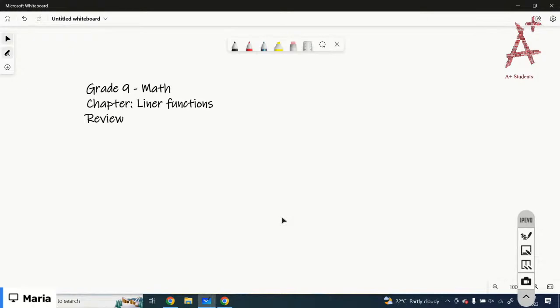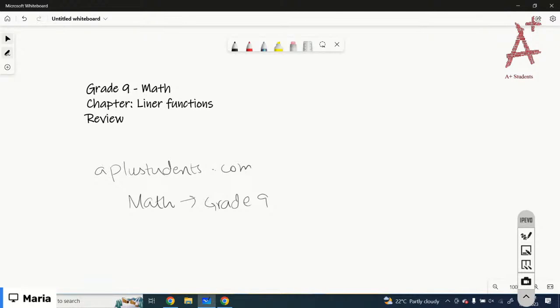So we're going to start with grade 9 maths. You can find all the lessons on aplusstudents.com. You have to log in there using your email address and password as provided by the administrator. Then you have to select math from the subject tab. Scroll down to grade 9 maths and then click on view all lessons. There you can find a list of the chapters.